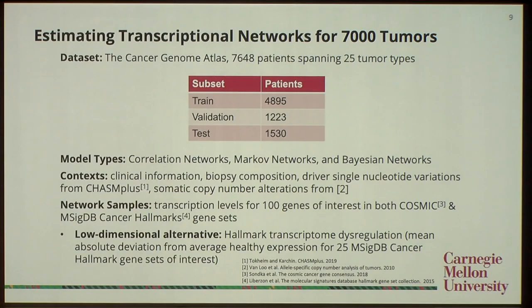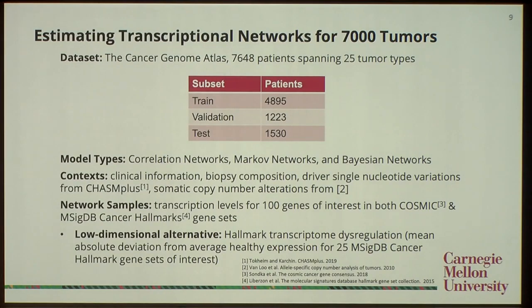For the networks, we're going to learn these expression networks between 100 genes of interest from relevant cancer gene sets. And then for the Bayesian networks, which are a little dimensionality limited, we're going to pick a hallmark transcriptome dysregulation metric, which is the mean absolute deviation from average healthy expression levels for 25 cancer hallmark gene sets.